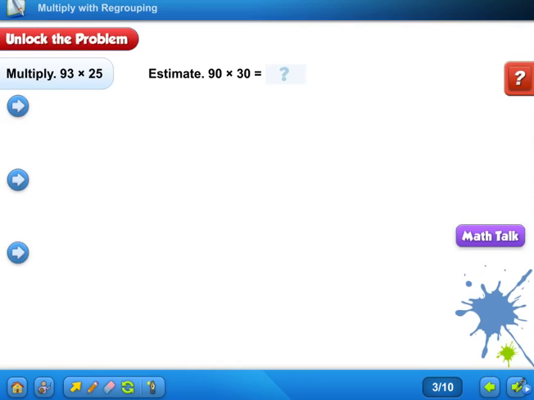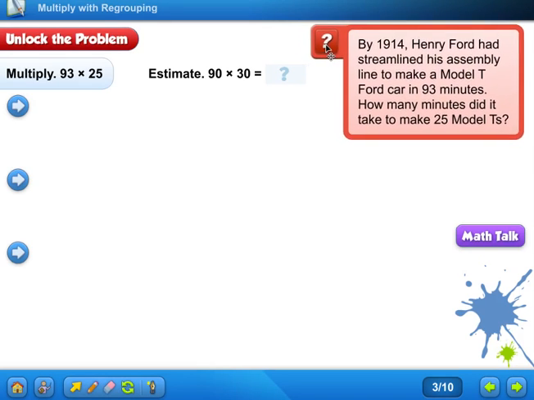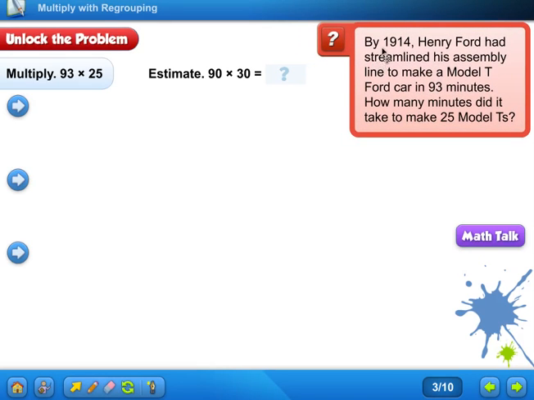Okay, first what we're going to do is read the question. Let me pull that out. All right. By 1914, Henry Ford had streamlined his assembly line to make a Model T Ford car in 93 minutes. How many minutes did it take to make 25 Model Ts?